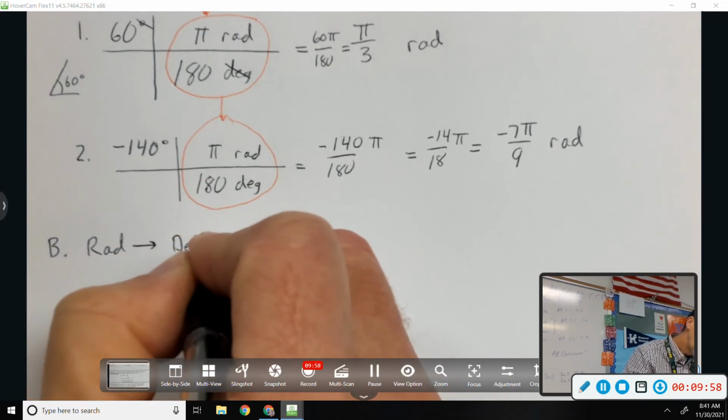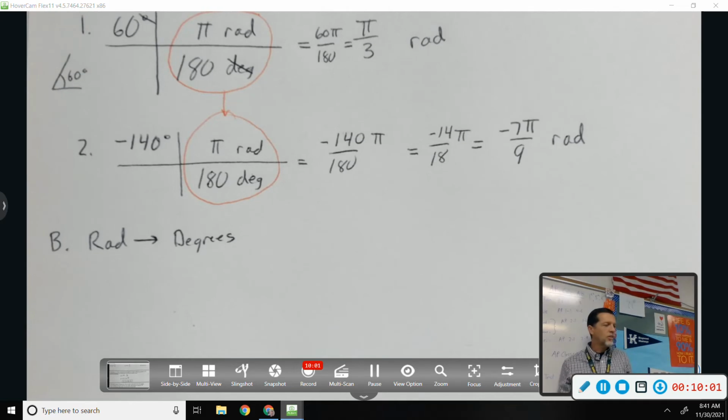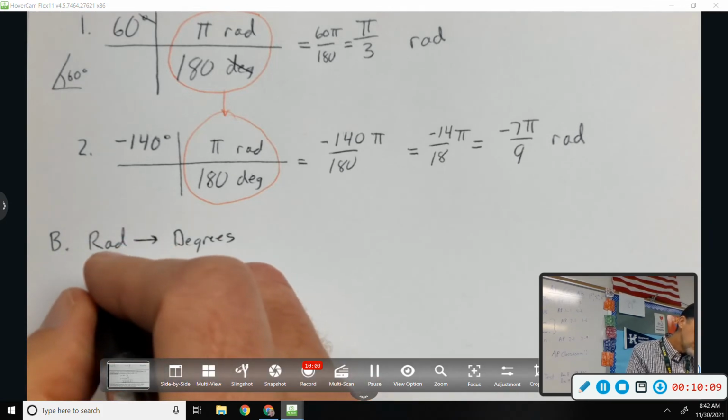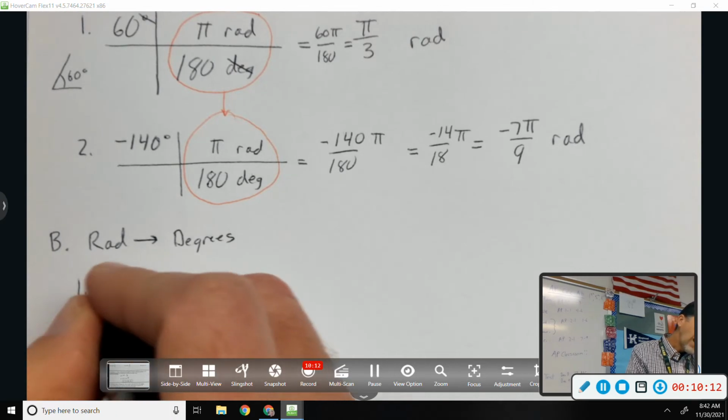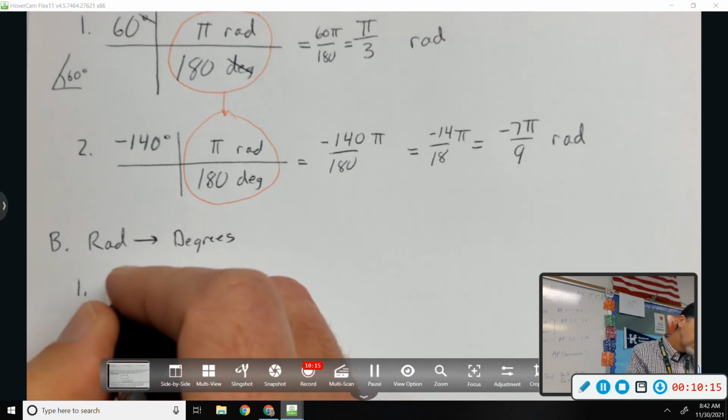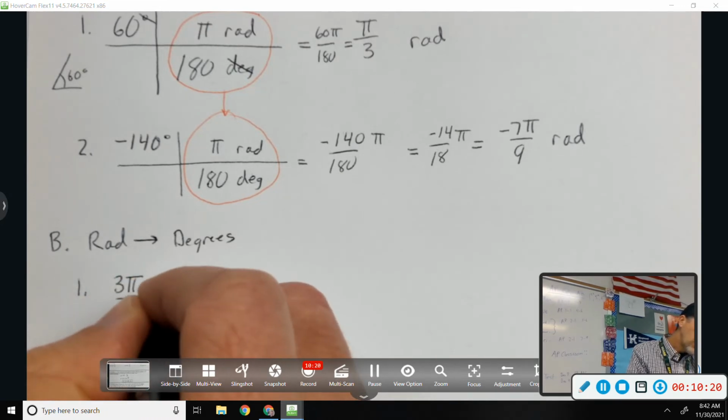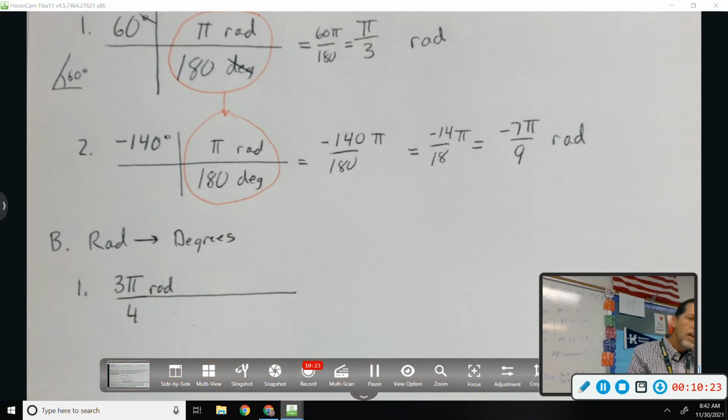All right, let's go the other direction. Radians to degrees. Do you flip everything? Kinda. Let's do 3 pi over 4 radians. And probably the best thing to do is just sort of extend the fraction bar. Otherwise, you got fractions and things start to look a little weird. So just sort of extend the fraction bar.